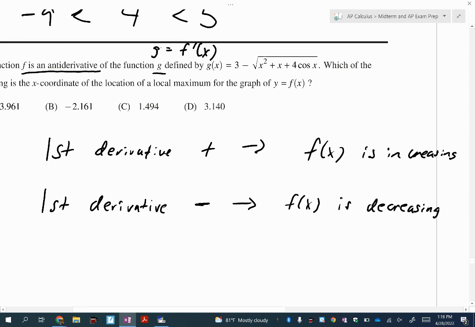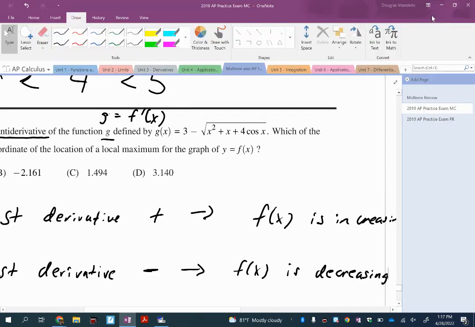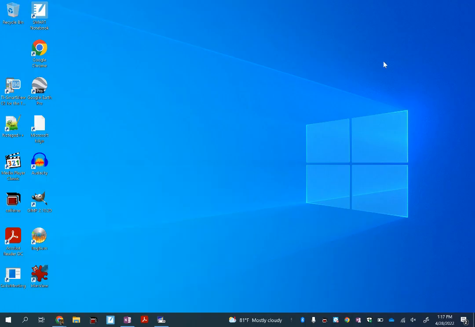So turn your calculator on. Let's graph the derivative of our function f. So we're going to graph g. You guys ready? All right, let's turn it on. If you want to clear out all the stuff, I'll show you how to clear it, because other students are using them.